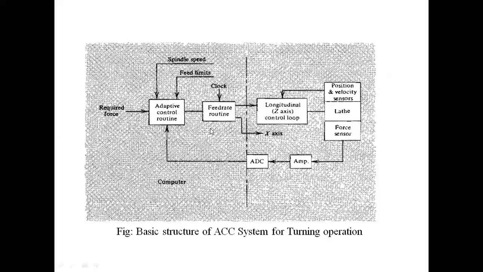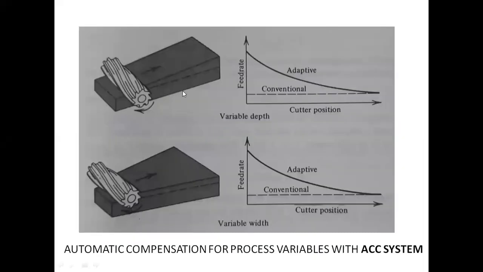I will show you an example. You see here, you have a cutter, this tool. In the first case, you are having variable depth of cut. The depth of cut is increasing as we go from left to right. Here, the width is increasing too. As we move from left to right, the width here was less, and the width there is more.